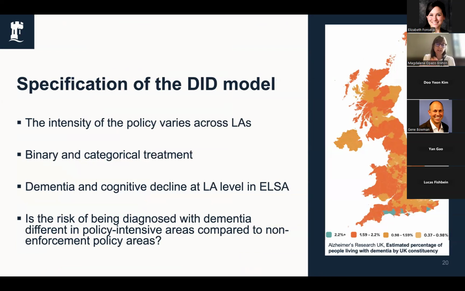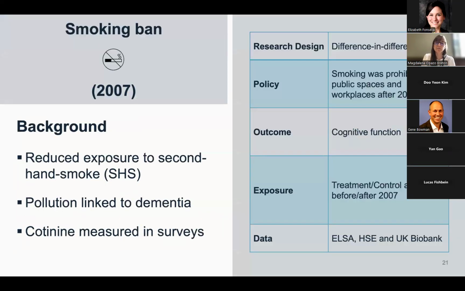In the end, it will use this variation in intensity of the policies across local authorities to create a binary treatment variable. You could compare non-enforcement to some enforcement, or you could also create a categorical variable, non-enforcement and different levels of enforcement, to estimate the treatment effect. The question I want to answer with this study is: is the risk of being diagnosed with dementia different in policy-intensive areas compared to non-enforcement policy areas? And that would be the alcohol policy part of my fellowship.